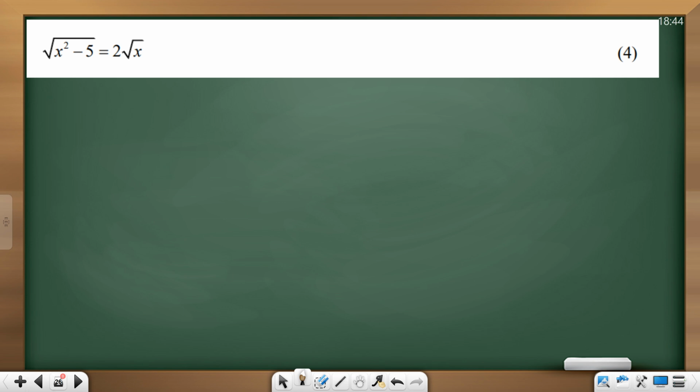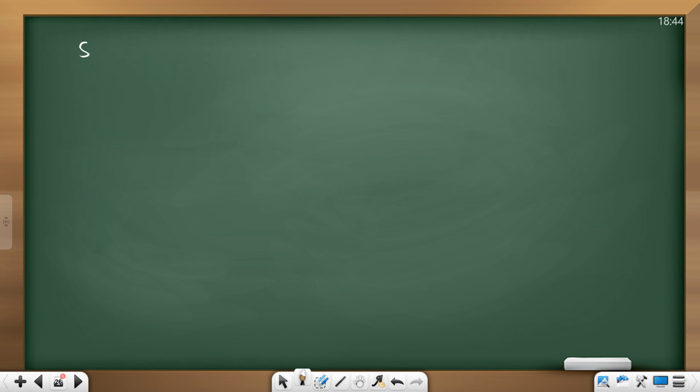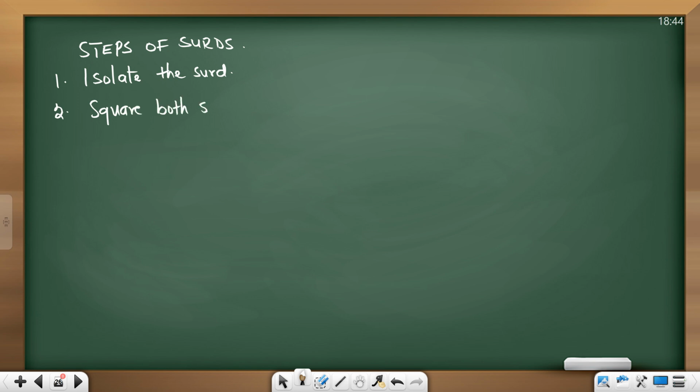Okay, guys, I said I wanted to give you the steps of solving surds, and I can show you all the steps that I used there. Number 1, isolate the surd. A surd is the one that has a root. When we say isolate it, make sure it's either on the left-hand side or on the right-hand side, but what we are saying is, make sure it's alone. Number 2, after isolating, you square both sides, and the aim is to get rid of the surd.